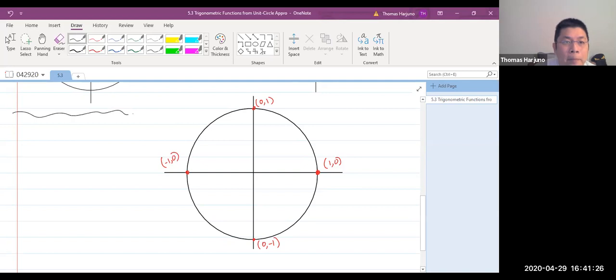Now, then the angle equals 0 degrees or 0 radian, that corresponds to coordinate (1, 0). This coordinate here, okay, on a unit circle.